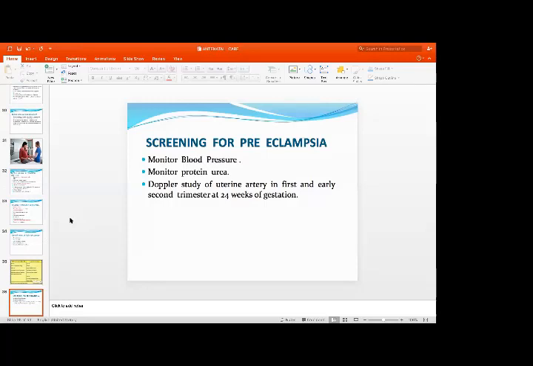Now how will we screen for preeclampsia? We will take her blood pressure. We will do urine dipstick to measure the proteinuria. We will do Doppler study of uterine artery in the first and second trimester at 24 weeks of gestation. So we will do Doppler ultrasound of uterine artery, not umbilical artery. This is uterine artery. So we will do Doppler study of the uterine artery at 24 weeks of gestation.